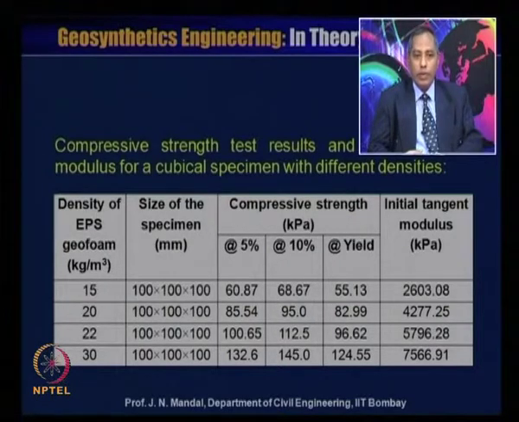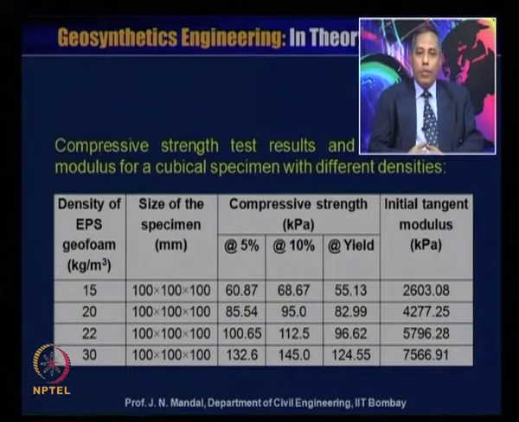5796.28 kilopascal. And when the density of the geofoam is 30 kg per meter cube, and the size of the specimen is 100 by 100 by 100 millimeter cube, compressive strength at 5% is 132.6 kilopascal, compressive strength at 10% is 145.0 kilopascal, yield value is 124.55 kilopascal, and initial tangent modulus is 7566.91.